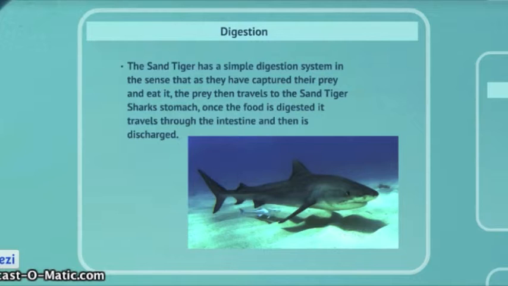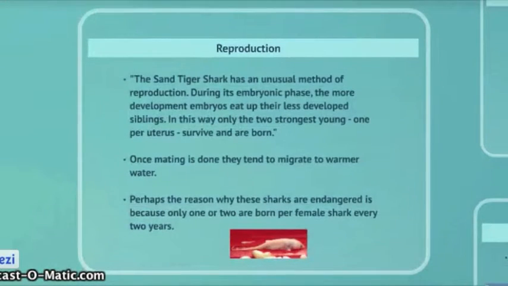Reproduction. The sand tiger shark has an unusual method of reproduction. During its embryonic phase, the more developed embryos eat up their less developed siblings. In this way, only the two strongest young, one per uterus, survive and are born.